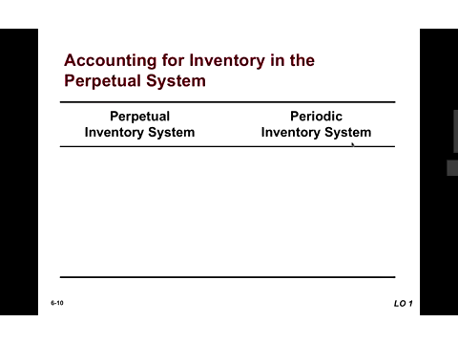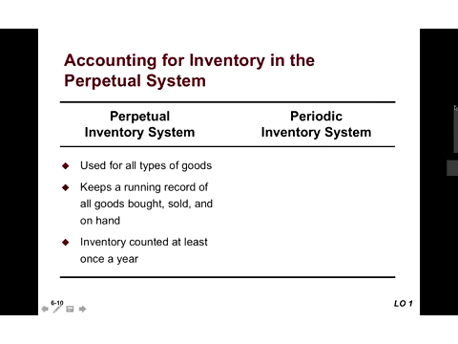Okay, now, there are two kinds of inventory systems. There's the perpetual inventory system. A perpetual inventory system keeps a running record of all goods bought, sold, and on hand. This is, you go to the grocery store and everything gets scanned. They are maintaining a perpetual inventory system. So every time you scan something, their inventory records are changed.